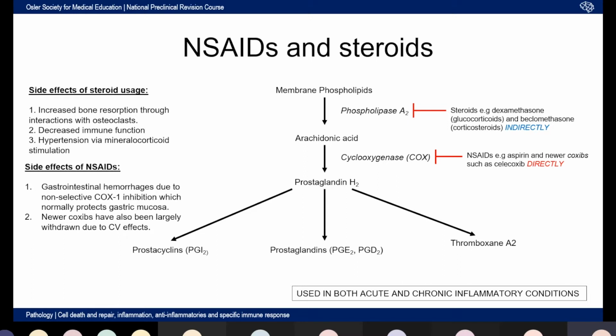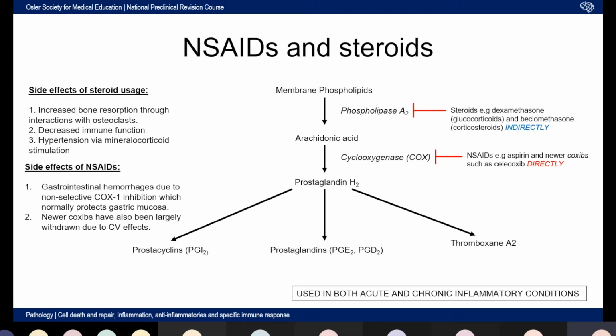Now, COX enzyme inhibitors like NSAIDs directly inhibit COX enzymes. The one in inflammation is normally COX-2, but normally these NSAIDs are non-selective, so they also inhibit COX-1. And that's why one of the side effects is that they cause gastrointestinal hemorrhages, because COX-1 helps to form the inner lining of the gastrointestinal tract by promoting formation of mucus. And so if you inhibit COX-1, then you're preventing mucus formation as well as bicarbonate production.